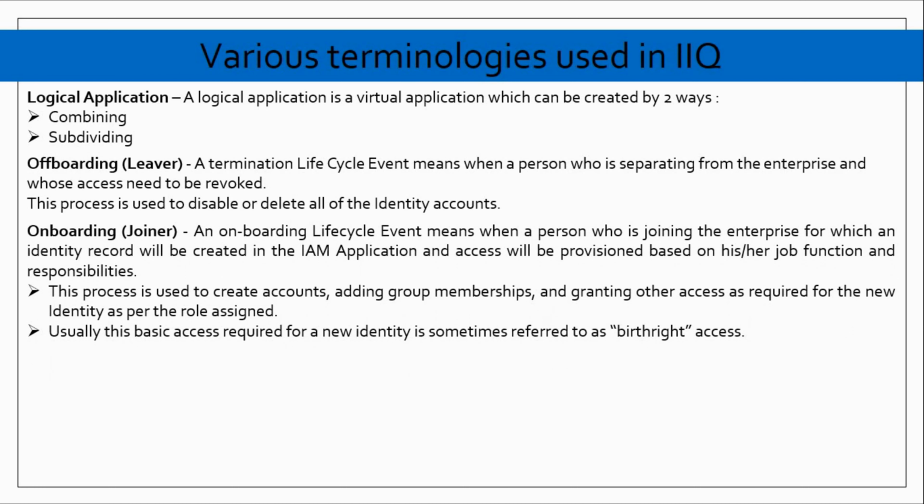Onboarding, also known as joiner. An onboarding lifecycle event means when a person who is joining the enterprise, for whom an identity record will be created in the IAM application and access will be provisioned based on his/her job function and responsibilities. This process is used to create accounts, add group membership, and grant other access as required for the new identity as per role assigned. Usually, this basic access required for a new identity is sometimes referred to as birthright access.